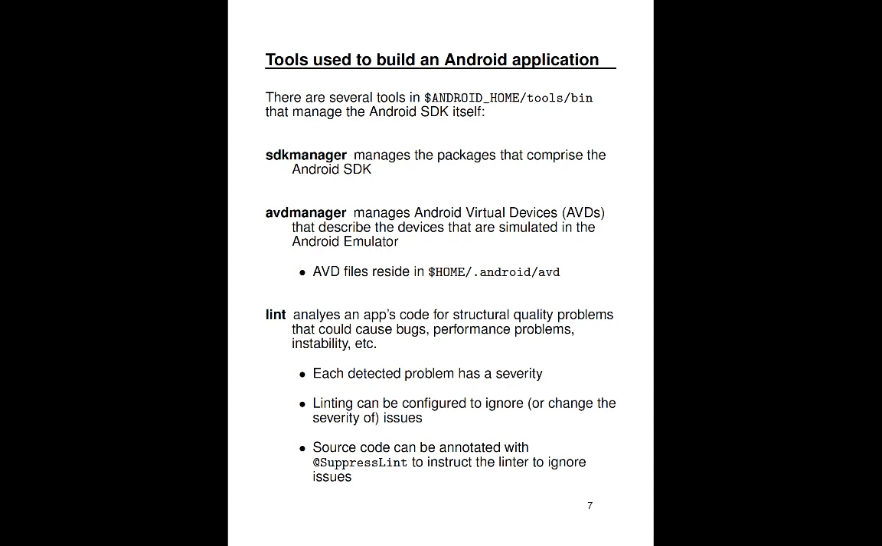Like many linters, the Android lint utility detects problems, assigns a severity to each problem it detects, and you can configure lint to ignore or change the severity of issues of a particular type. In your source code, if you're doing something that you don't want the linter to complain about, you can annotate it with an @SuppressLint annotation to instruct the linter to ignore that issue.